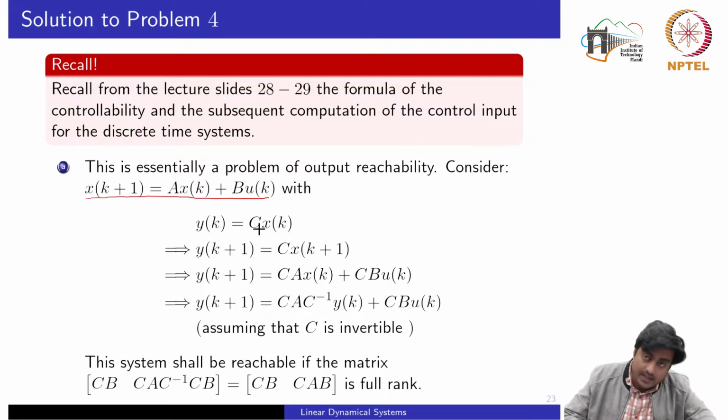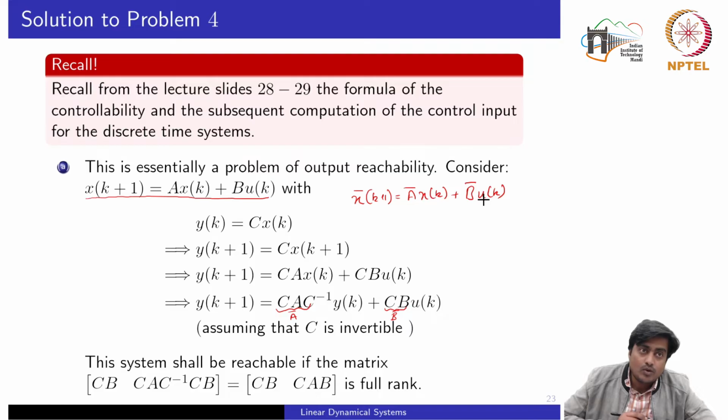Now from here, if my C is a non-singular matrix, I can write x(k) as C inverse y(k), and C B u(k) would stay as it is. So this part would be my A bar and this part would be my B bar. Now I can replace the output variable y by, let's say, some x bar. So this would become x bar(k+1) equals A bar x bar(k) plus B bar u(k).